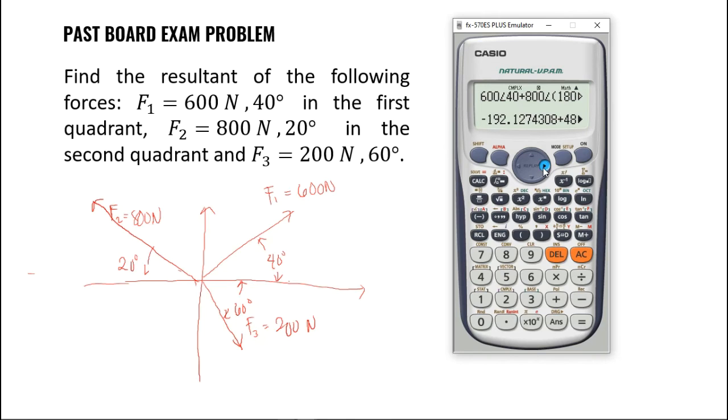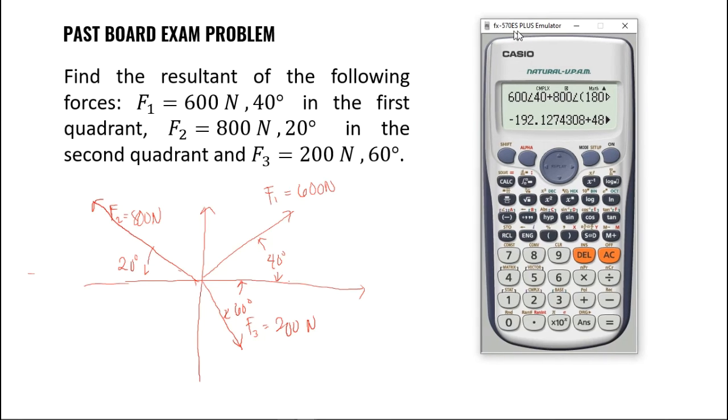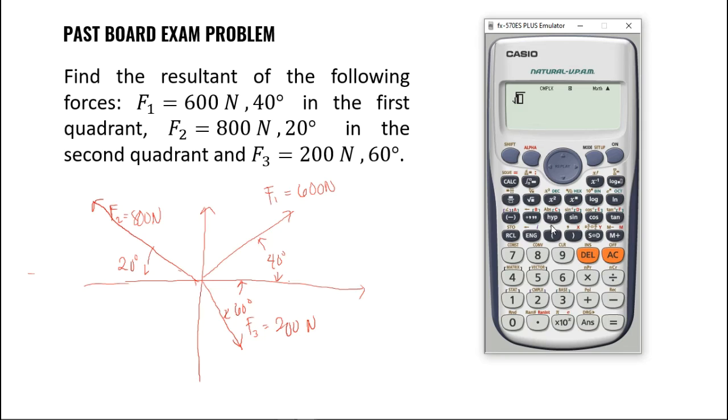So this is the components of your resultant force. So, kunin natin yung kanyang resultant gamit ang Pythagorean theorem. Okay? So, using Pythagorean theorem, guys, we have here, so this is negative 192. So, yung ating x component ng resultant is negative 192.127 squared. And we have here plus yung ating y component of your resultant force. So, 486.08.